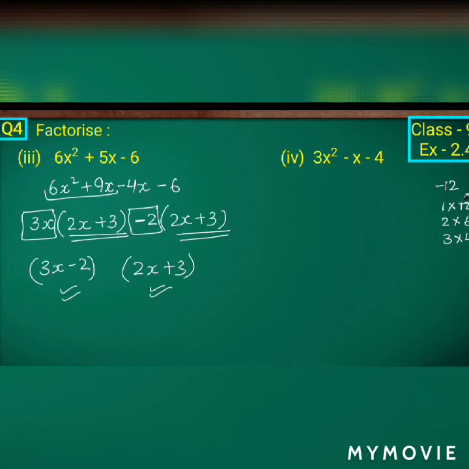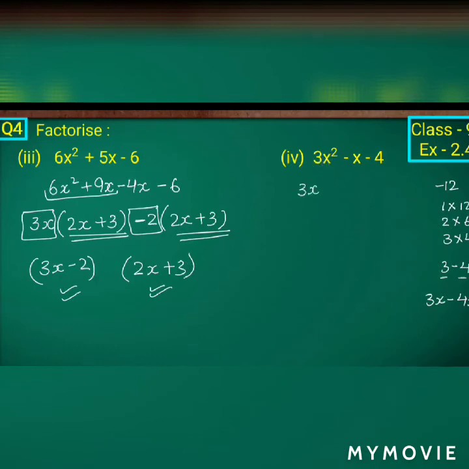By doing addition or subtraction, we have to get minus 1 and the product should give minus 12. Is it possible with 12 and 1? No. 2 and 6, again no. But if I am taking plus 3 minus 4, which is giving minus 1, isn't it? And plus 3 into minus 4 is giving minus 12, isn't it? So I can replace that minus x with plus 3x minus 4x.